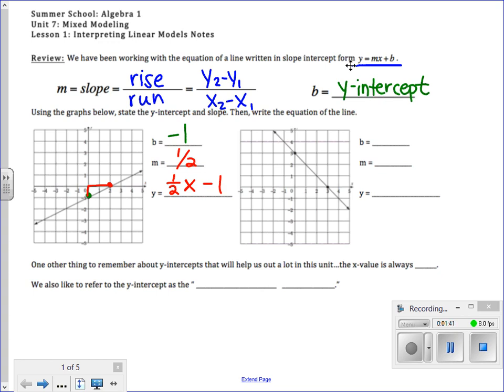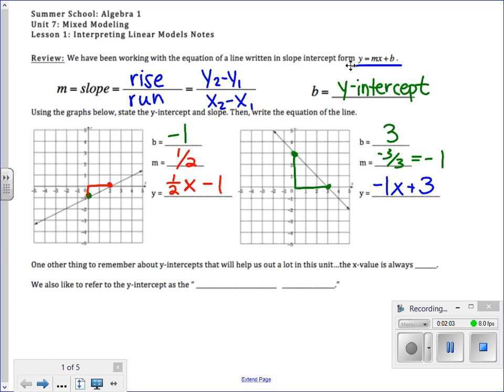For this graph over here, I start with my y-intercept at 3. And to get between these 2 points, I'm going to go down 3 over 3. Well, -3 over 3, that equals -1. So when I write the equation here, I have y = -1x + 3.